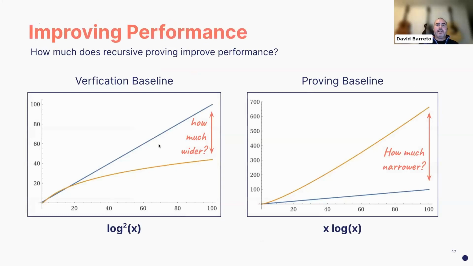So these 2 charts that I showed before, for verification and for proving, I always mention that this is the baseline. And I always say that it's just because these curves actually change a lot when you take into account recursive proving, right? They get much better. In the case of verification, these lines get wider. And in the case of proving, actually they get narrower, which is what you want for performance.